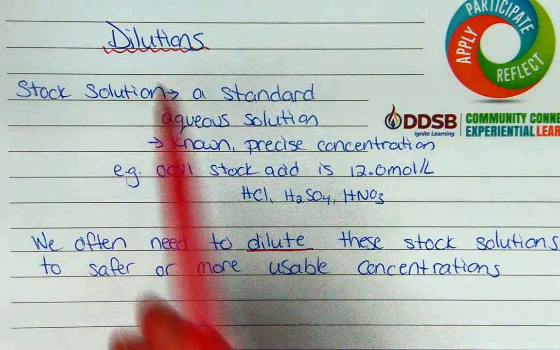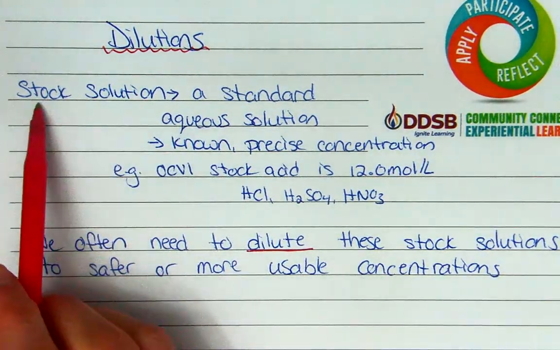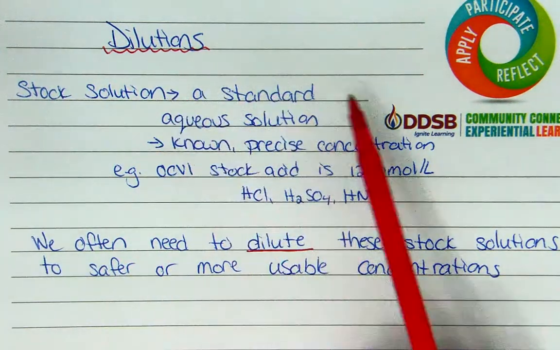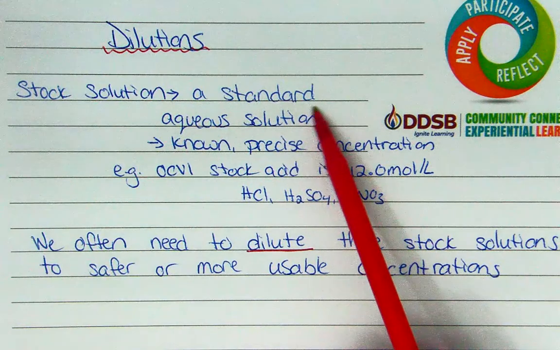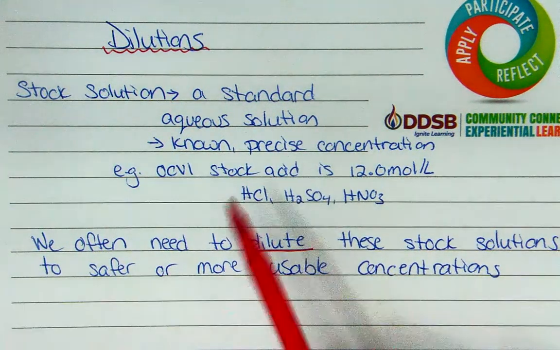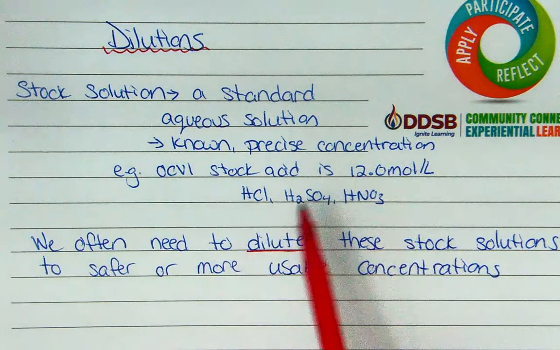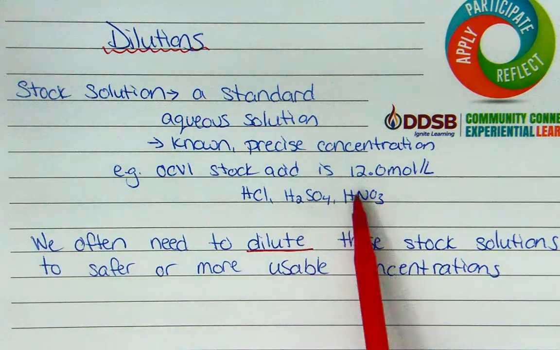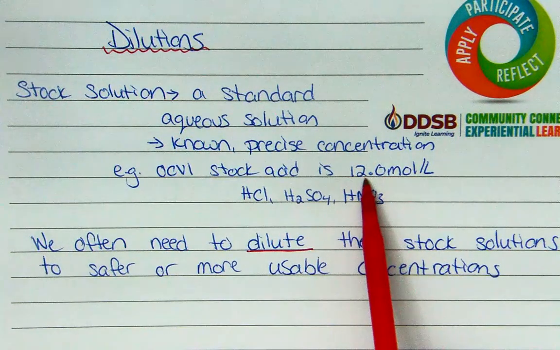What happens at school is we order stock solution for things like acids, all right? When it comes as a stock solution, it's a standard aqueous solution. It is a known precise concentration. For example, the acids that we order, hydrochloric acid, sulfuric acid, and nitric acid, these all come with a standard or stock concentration of 12 moles per liter.